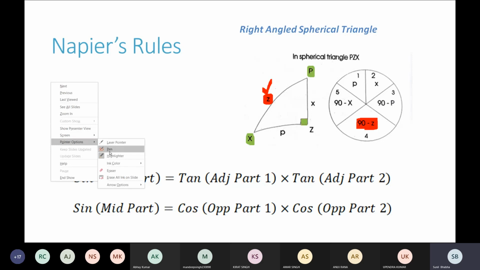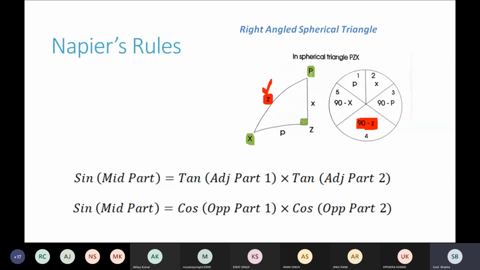And the parts which are known to us, one part which is known to us is angle P. So you can see here, this is where angle P is. And the next part which is known to us is angle X. This is where angle X is. So in the circular diagram, now the three parts are highlighted. One part which we want to find out is in red. The two parts which we already know are in green.